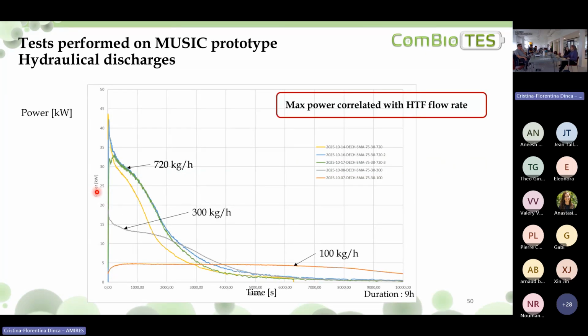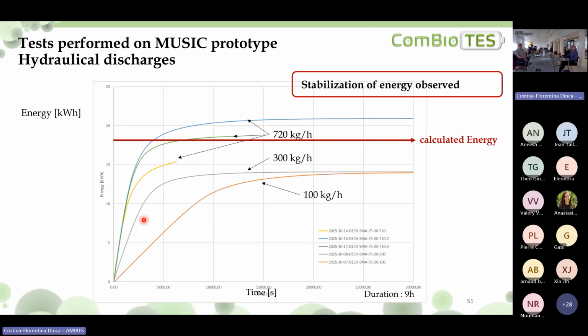Here you can see the maximum power, and again the maximum power is correlated with the flow rate. The energy that was retrieved from the storage: we observed that it's possible to stabilize the energy that is retrieved. With some tests, we are above the 18 kilowatt hour. That doesn't mean that we are creating energy. So we have to understand what happened in this test.